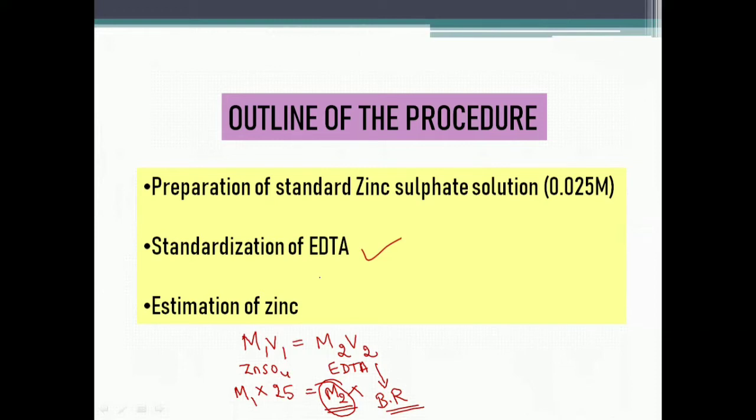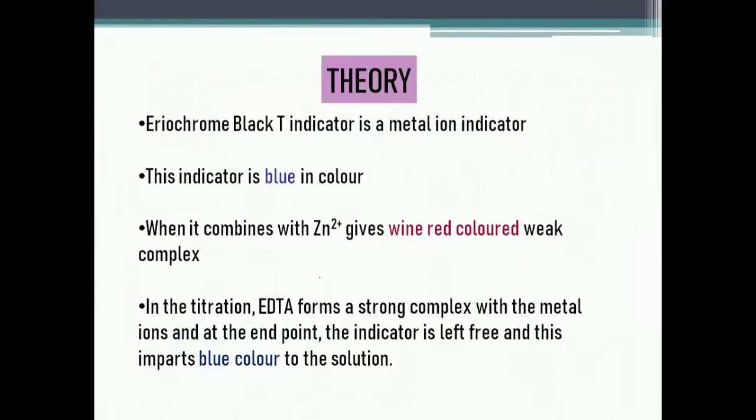What is the principle that is involved in this experiment? Mainly the principle involved here is complexometry, that is the formation of complex between zinc and indicator, and zinc and EDTA. Due to how this complex of the metal ion with the indicator as well as EDTA is formed, we can find out the color change that is occurring in the reaction, and with the help of the color change we will identify the end point of the titration, or the reaction completion.